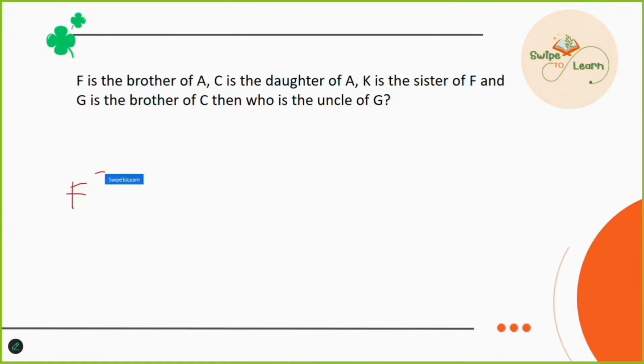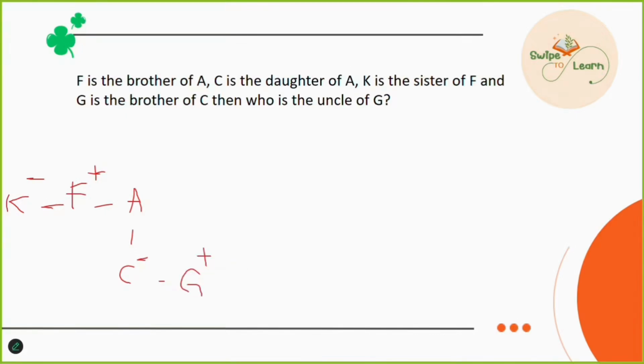F is the brother of A. Okay, F is brother of A. And C is the daughter of A. Okay, C is the daughter of A. And K is the sister of F. K is sister of F. As of now, K, F and A are siblings. And G is the brother of C. Okay, G is brother of C.